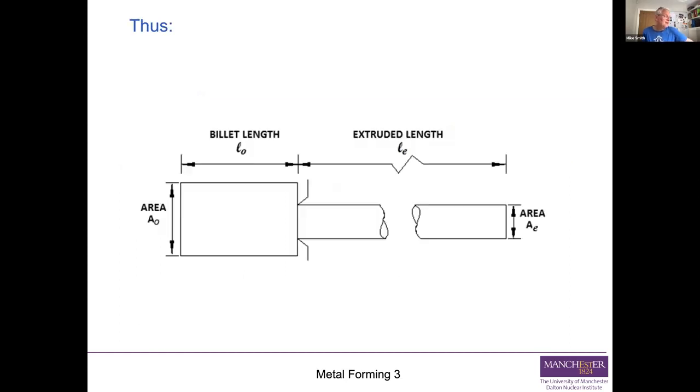And here's another picture of the same thing going on. A billet of length L0 with area A0 is pushed through a die that you can just about see there. You end up with an extruded length LE and an area AE. So that's just saying exactly what the previous slide said.